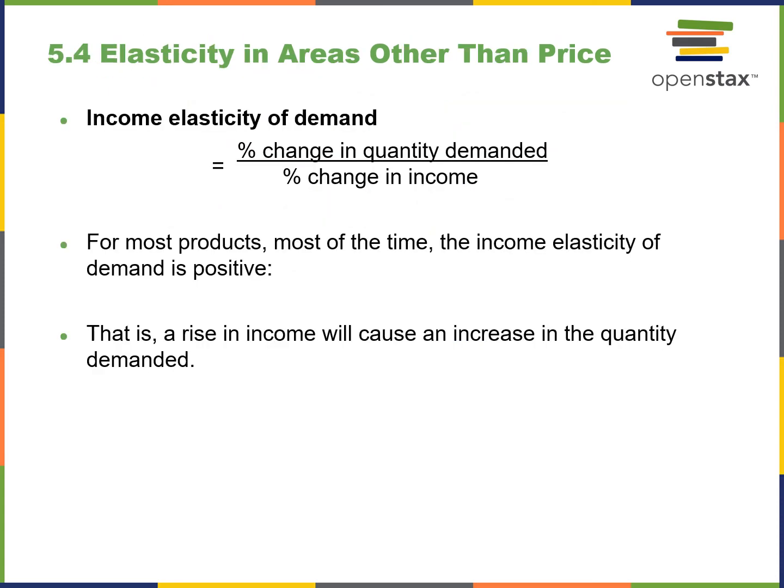Elasticity in other areas rather than price. Okay, you have the income elasticity of demand. So the change in the quantity demanded would be divided by the change in income. Probably we'll see something like that on the test. Most of the time, the income elasticity of demand is positive. That is, a rise in income will cause an increase in the quantity demanded. That's true for most things.